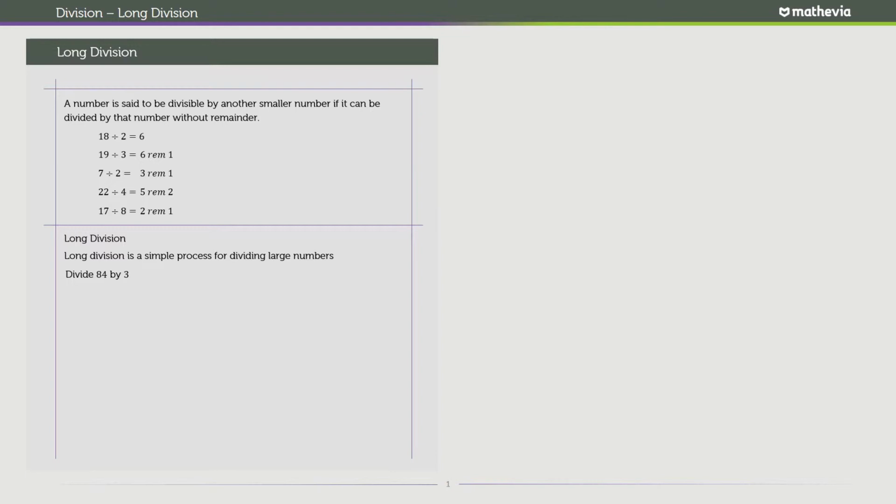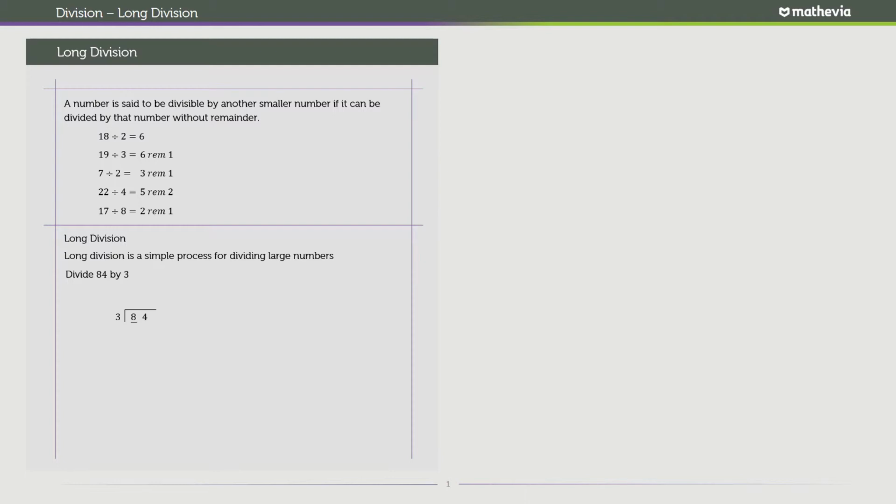So how do we do this? Pay very close attention. We're looking to divide 84 by 3, and we write it out like this. When you divide in long division, you write 84 inside the bracket, 3 outside the bracket, and then you start dividing. The first thing you do is divide the first digit. We have 84, so we start with 8. We divide 8 by 3.